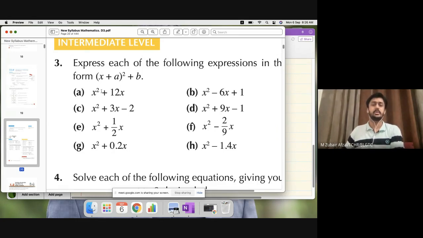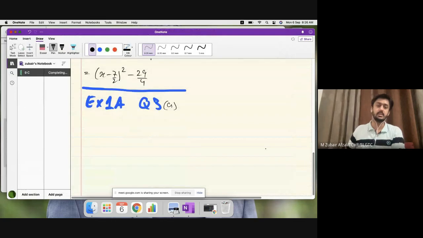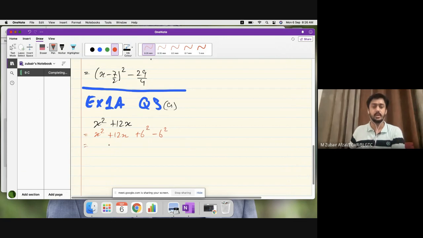So the first question is x square plus 12x. The process remains the same, however, here we are missing the third term. The method was to add half of the coefficient of x, that is 6 square, and subtract 6 square. In this case, we have nothing, that means 0. Then we close these first three and solve the remaining term. When we close these, what do we get? Anyone?